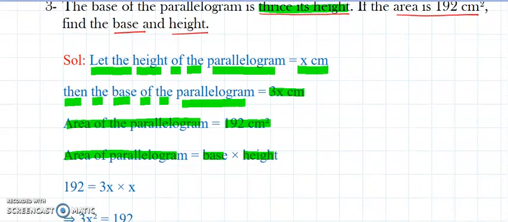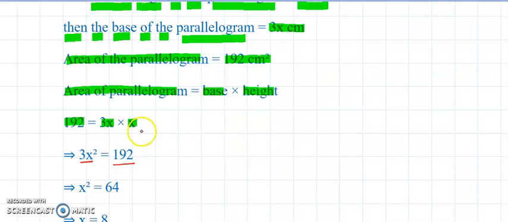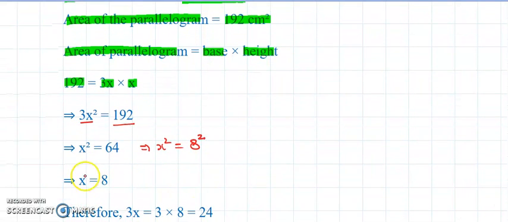Now we will start substituting the values. The area is given as 192, which is equal to 3x multiplied by x. 3x multiplied by x becomes 3x square, which is equal to 192. Now we shift the 3 to the other side, so 192 divided by 3. When we simplify it, we get 64. And you know that x square is 8 square. So finally we can say that the value of x we have obtained is 8.